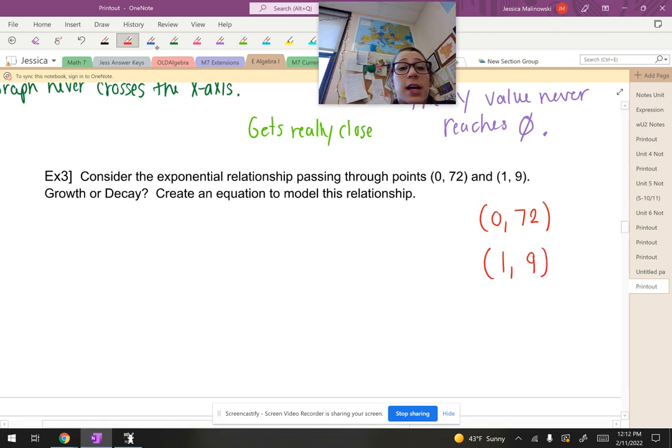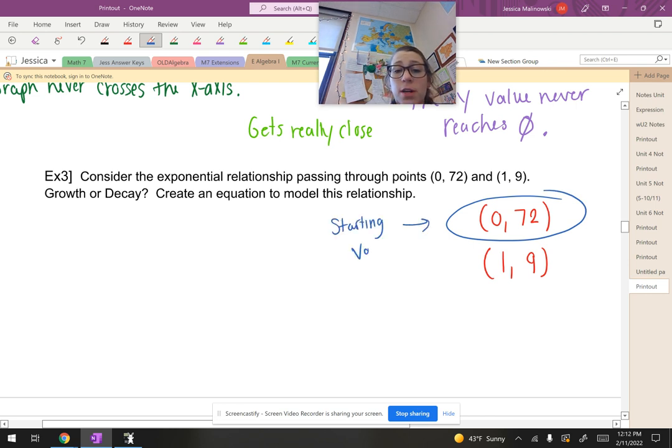So looking at this, I can see right away that (0, 72) is my starting value. It's my starting value, aka my y-intercept. How do I know that? Because that x is equal to 0.